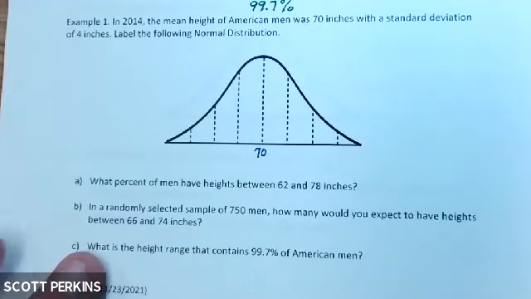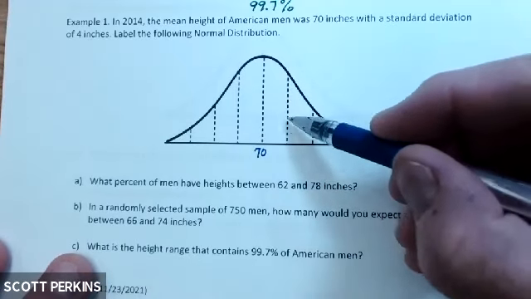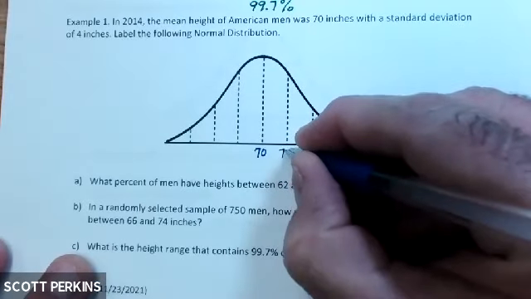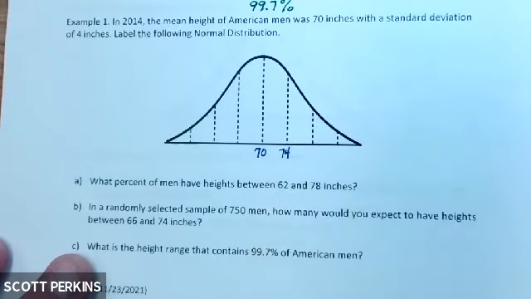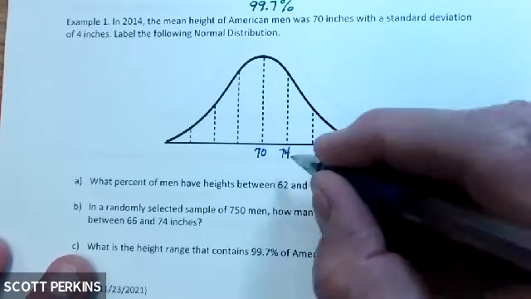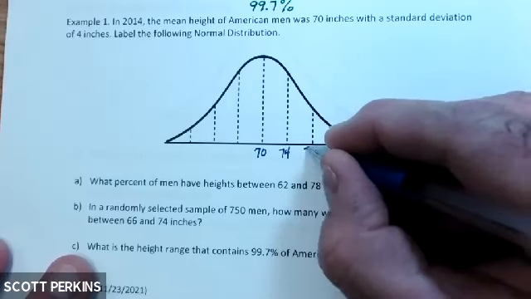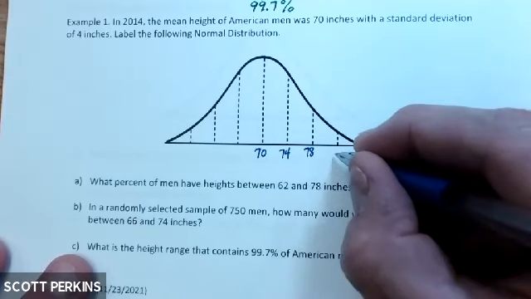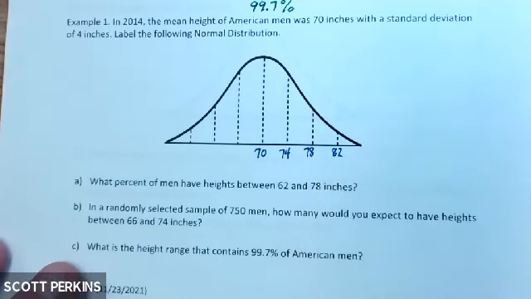So now the standard deviation is 4 inches. That means that when I go one standard deviation above, this next dotted line is going to be 74 inches. Continuing on, I'm going to add 4 more. The next standard deviation is 78 inches. And then the third standard deviation is 82 inches.